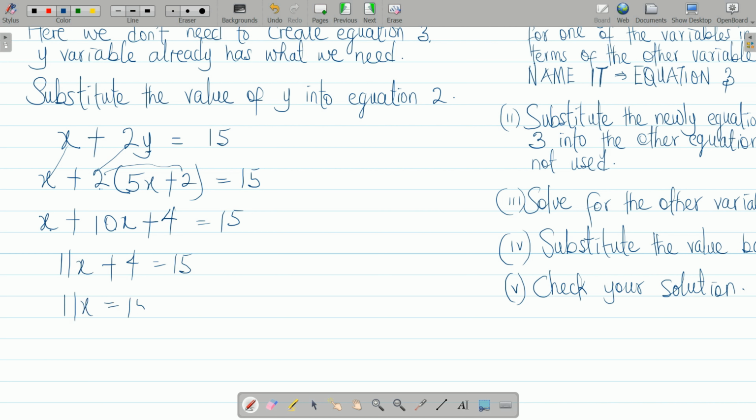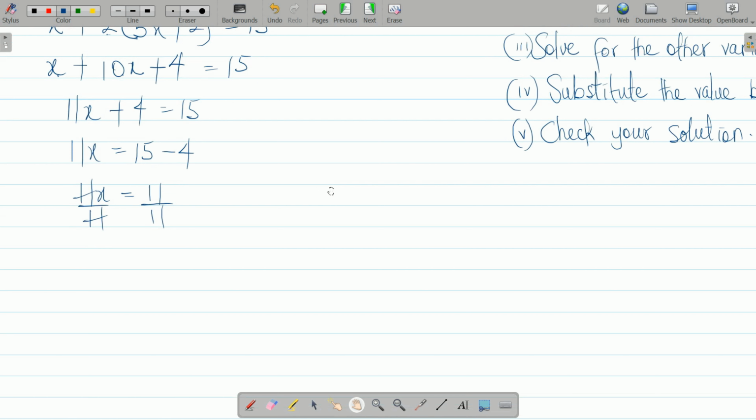Collect like terms, separate the coefficient of x from the numbers. 11x equals 11. By dividing both sides by 11, which is the coefficient of x, x equals 1.